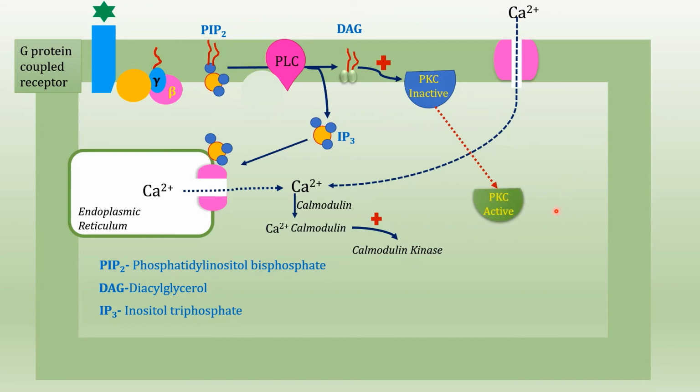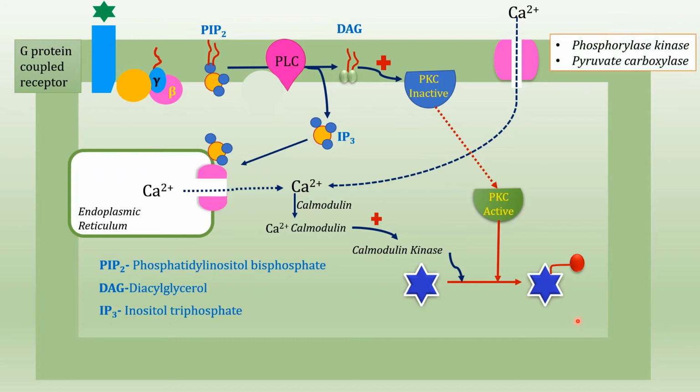The activated protein kinase C and calmodulin kinase will phosphorylate the enzyme, and this phosphorylated enzyme is the active form of the enzyme, and this pathway is very important in glycogenolysis. There are various enzymes which get activated by this pathway, but most importantly phosphorylase kinase and pyruvate carboxylase.